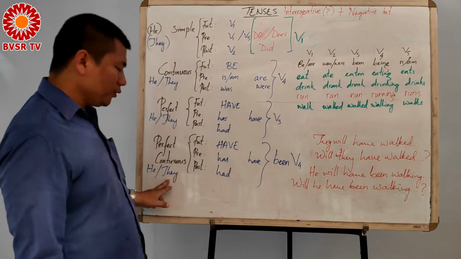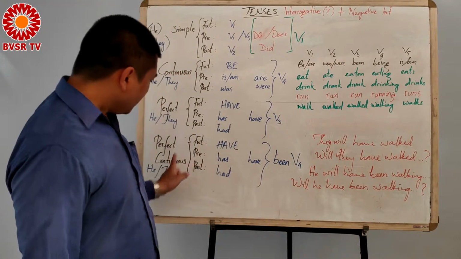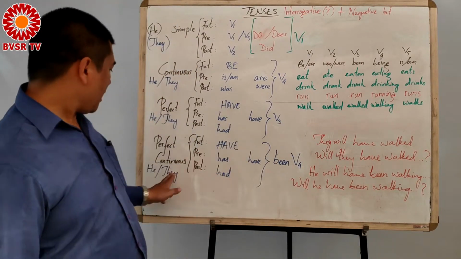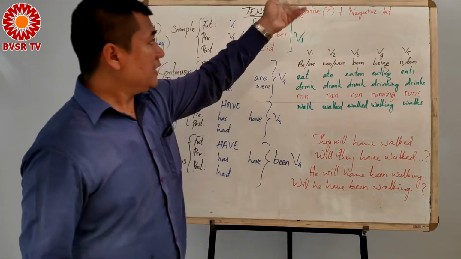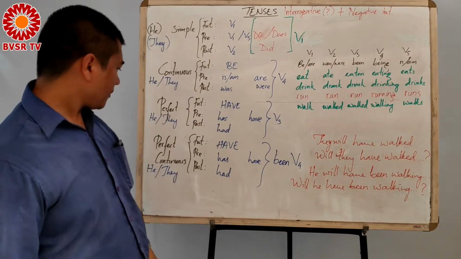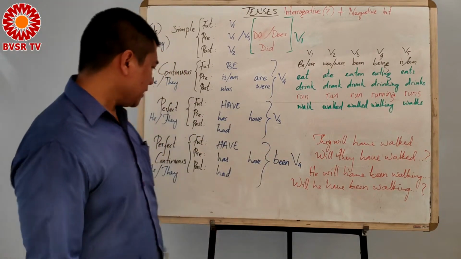Let's go for plural. They will have been walking. Will they have been walking? That is the interrogative. Negative interrogative will be, will they not have been walking? That is the negative interrogative.